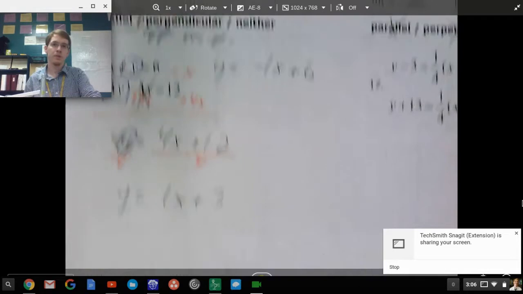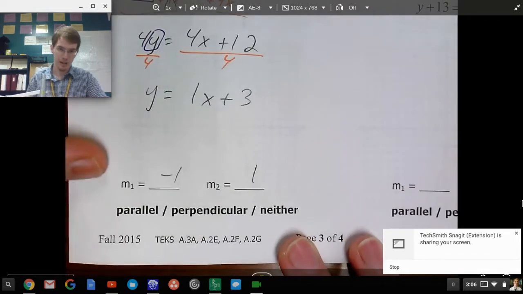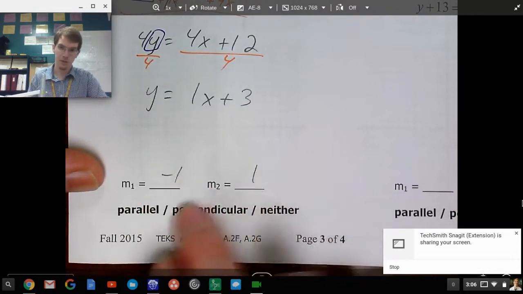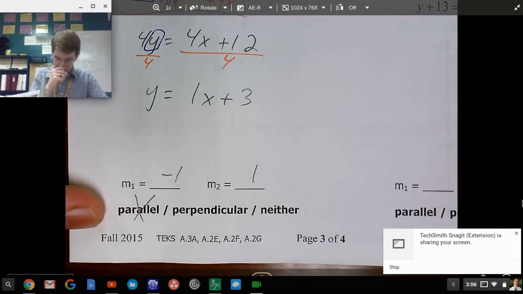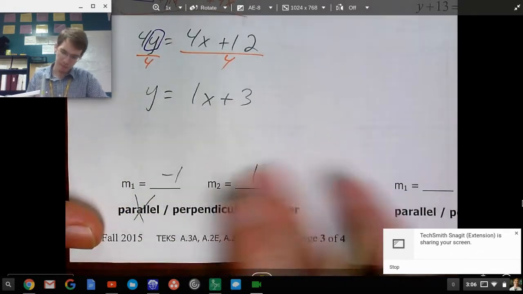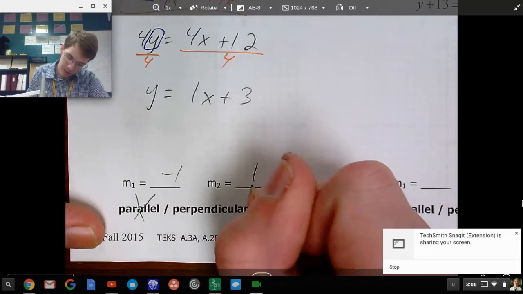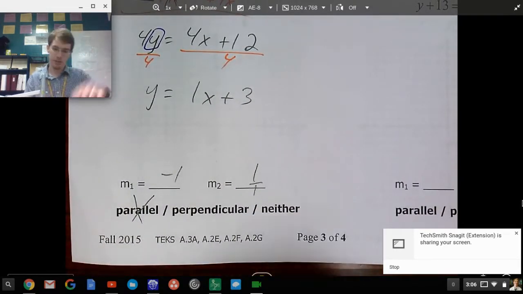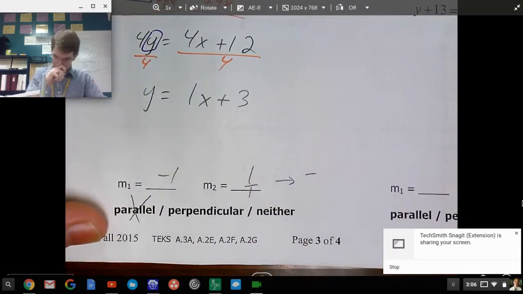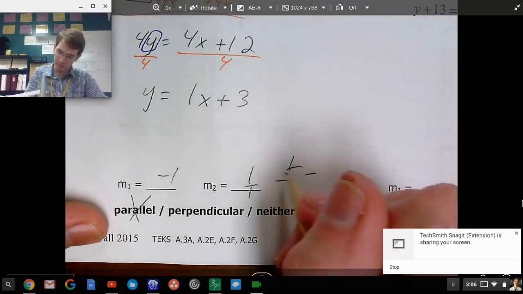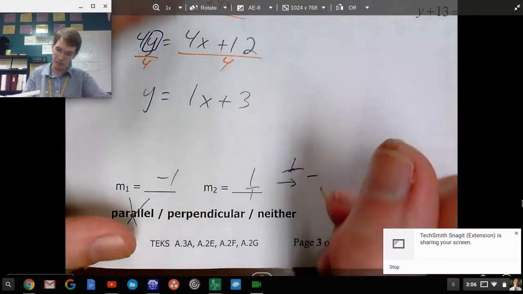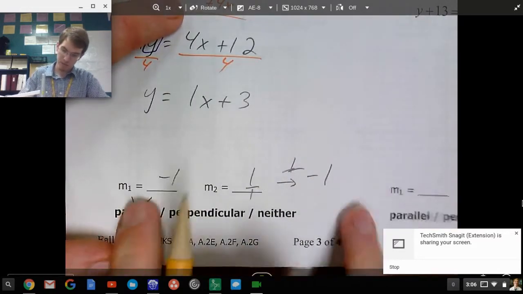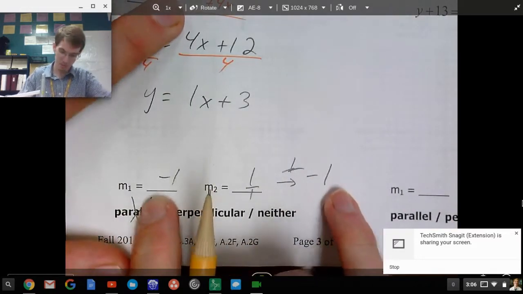So these two are obviously not parallel because those two aren't the same. Negative 1, positive 1, not parallel. Now perpendicular is another story because I could write this one as 1 over 1, right? So if I go from positive to negative, it'd be a negative. So I'm trying to make that perpendicular. And if I flip that fraction, I get a 1. That actually is going to be perpendicular.